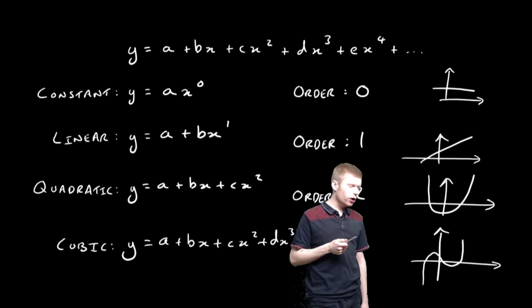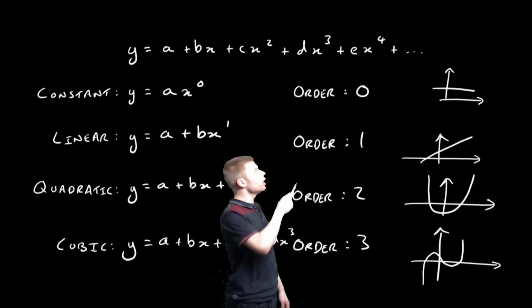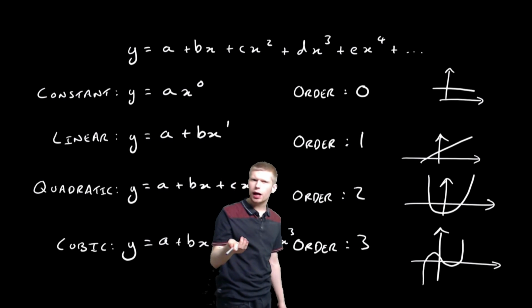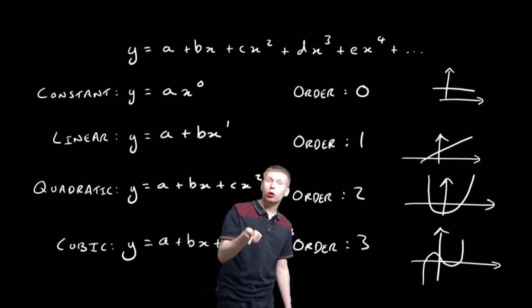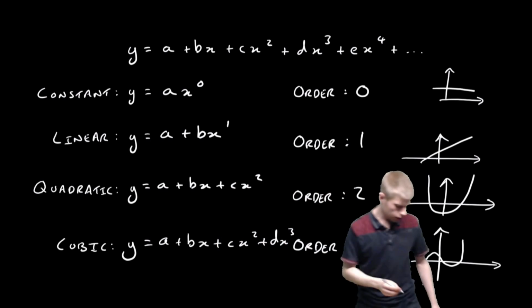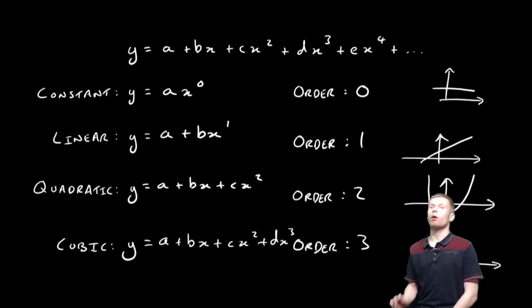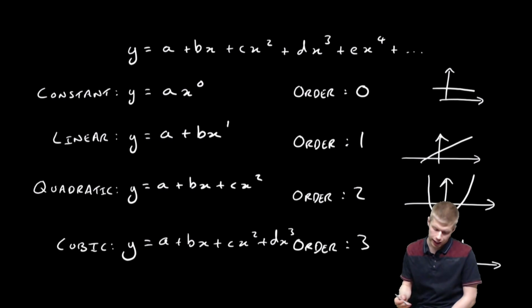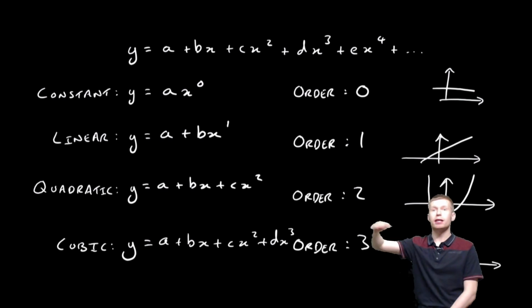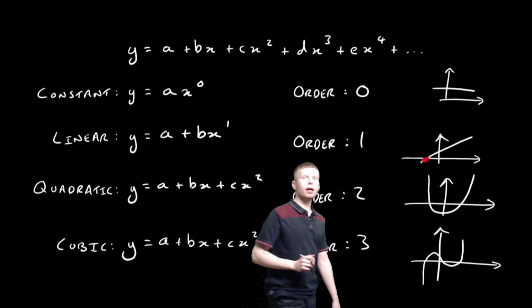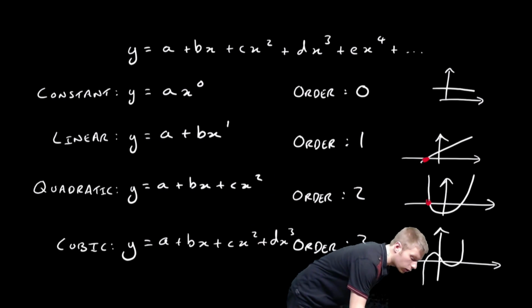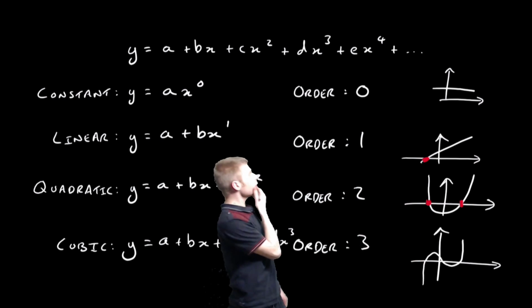Now the reason why I've talked about the orders, why is that important when it comes to polynomials? Well, the order tells me how many times it crosses the x-axis, because if we look at a constant, one up there, how many times does it cross the x-axis? Well, it doesn't. It's just a flat line. It doesn't cross the x-axis at all. What about a linear? Well, a linear crosses once. It crosses there. What about a quadratic? Well, a quadratic crosses the x-axis twice. It crosses there and there. What's the order again? 2.